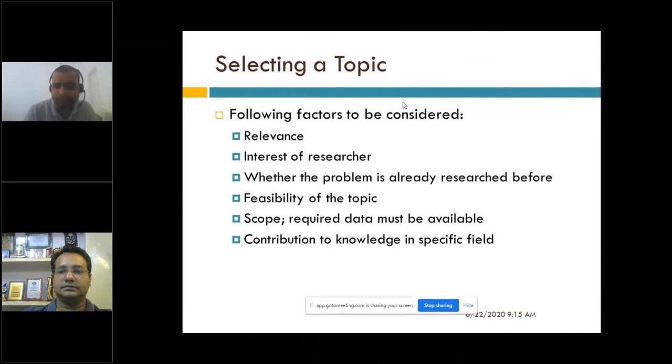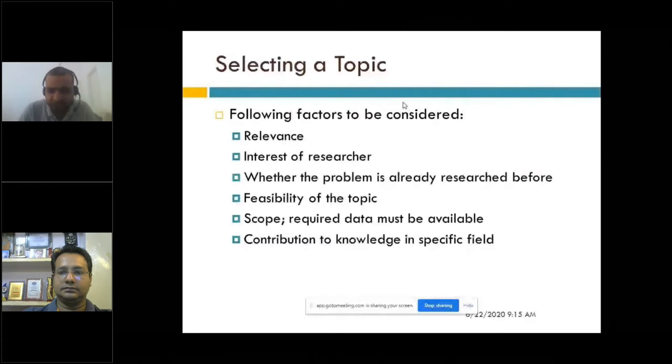Contribution to knowledge in a specific field. See, we should have a specific field from which we have to take the topic. Sometimes the topic can be interdisciplinary or multidisciplinary, but there must be some specific domain.